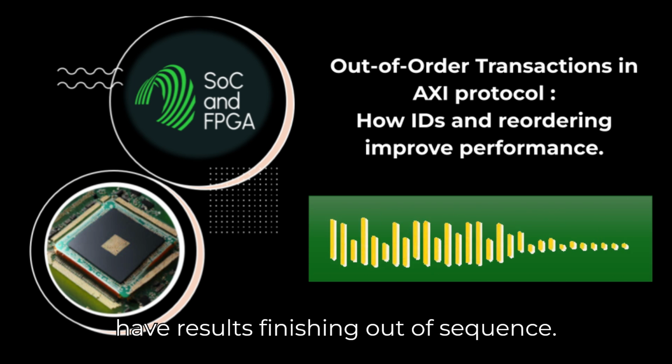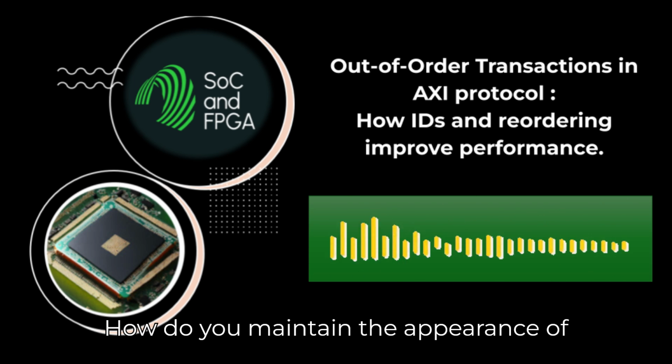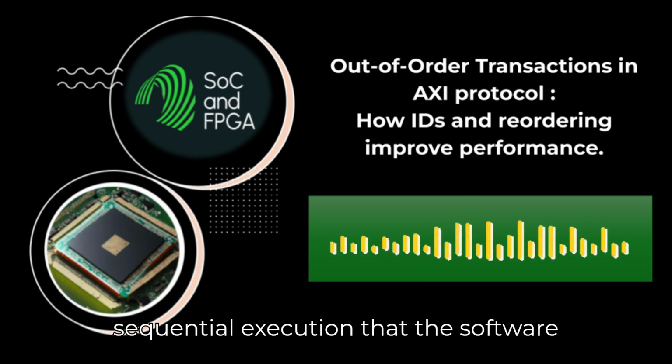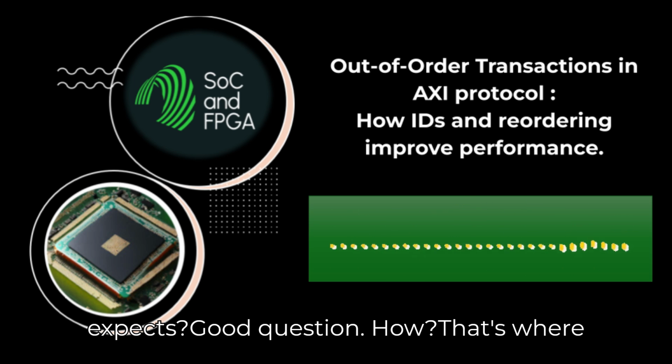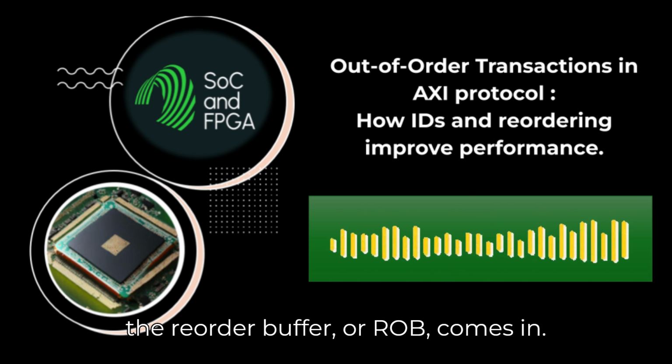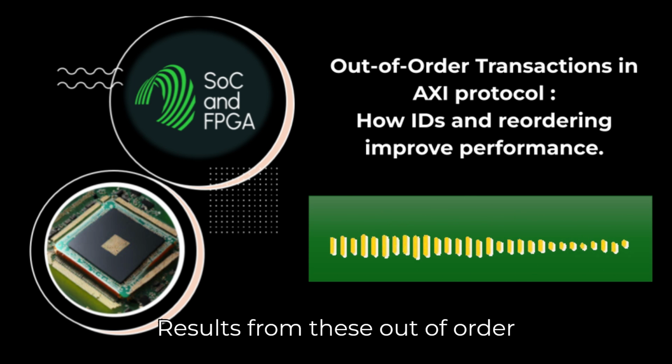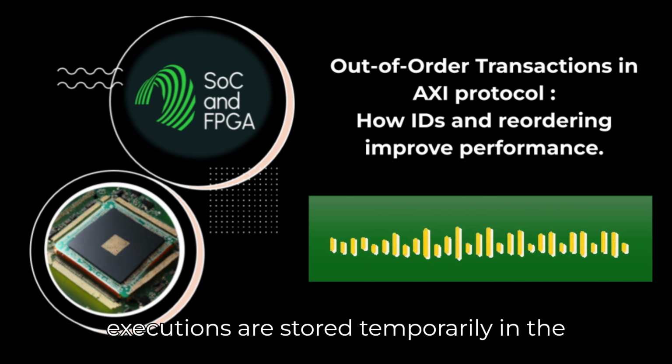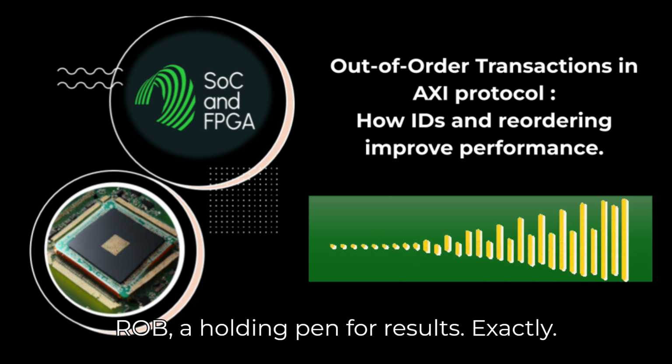Precisely. But now you have results finishing out of sequence. How do you maintain the appearance of sequential execution that the software expects? Good question. How? That's where the reorder buffer, or ROB, comes in. Results from these out-of-order executions are stored temporarily in the ROB. A holding pen for results.